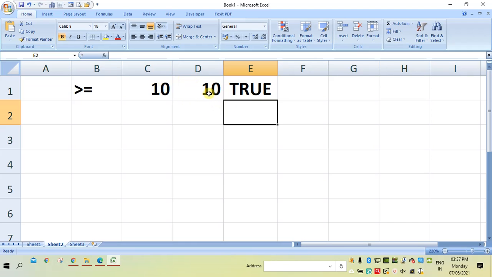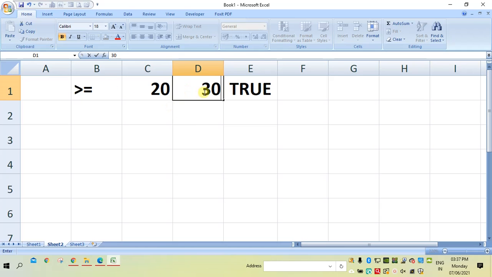Now I will make it a 20. So now also it will give you true, because 20 is greater than 10. No doubt it is not equal to, but greater than. So therefore it will give you true. Suppose I make it 30, so now it will not give you a true, it will give you false, because 20 is not greater than nor equal to 30, whereas it is smaller, that's why it will give you a false.